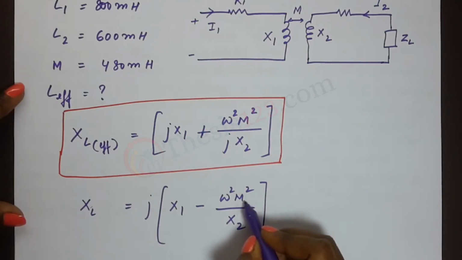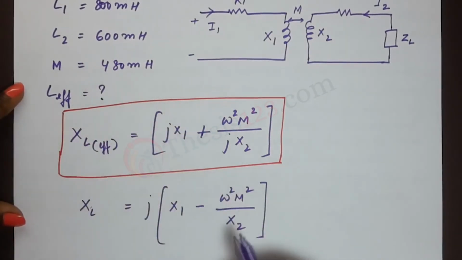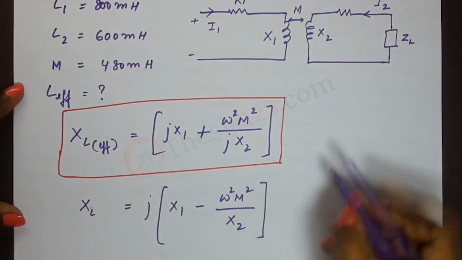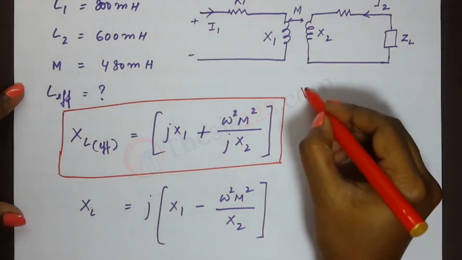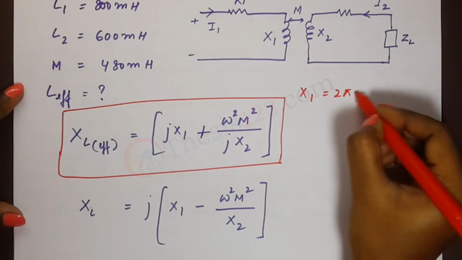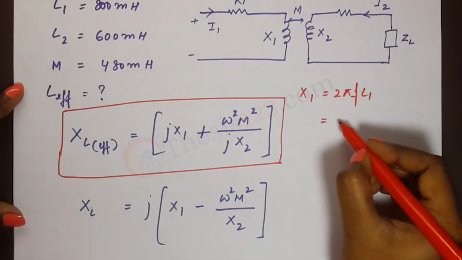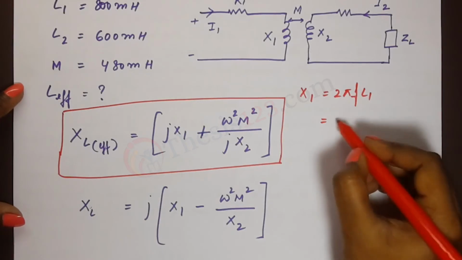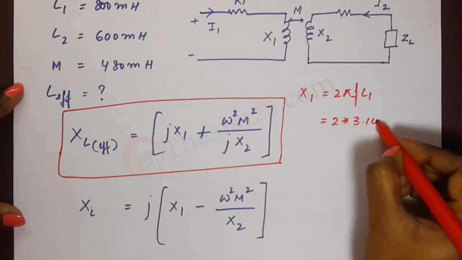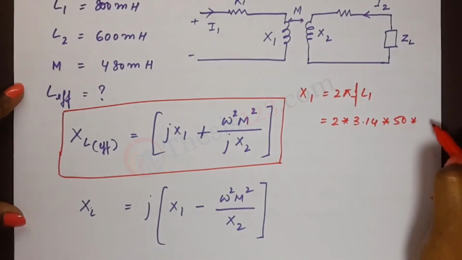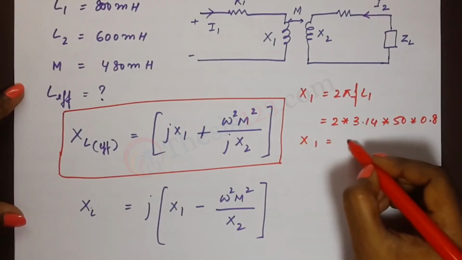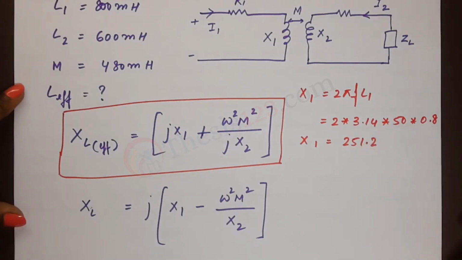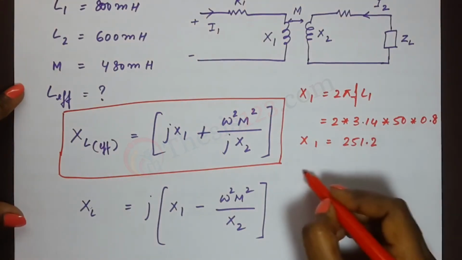Since we already have the value of M given to us as 480 millihenry, let's find out what X1 and X2 are. So here I'll write this down on the side. X1 is 2 pi f L1. We have the value of frequency as 50. So that's 2 into 3.14 into 50 times, this is 800 milli, so that's 0.8. X1 then comes around to 251.2. So that's X1.